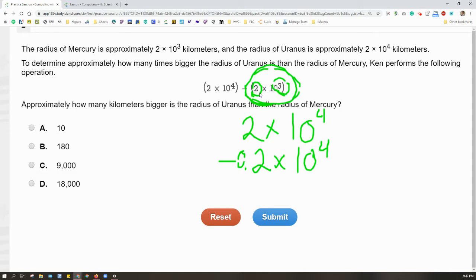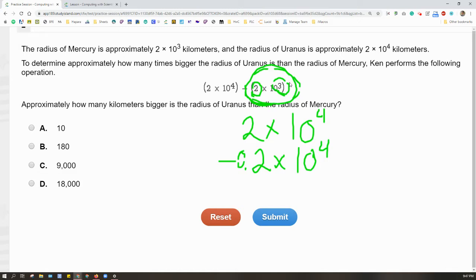Because 0.2 is 10 times less than 2, and 10 to the fourth is 10 times more than 10 to the third. So one part is 10 times less, but the other part is 10 times more. That way we don't actually change the value of what we're looking at. Now we can subtract these.